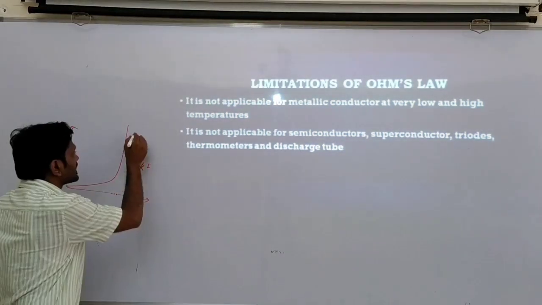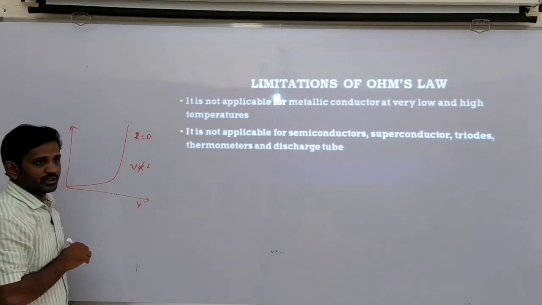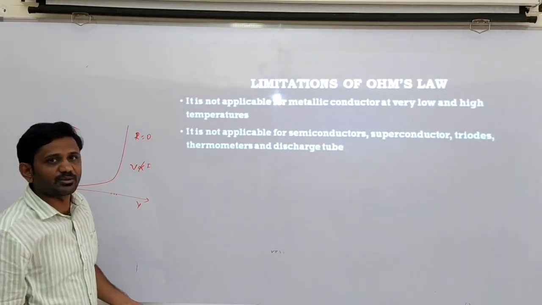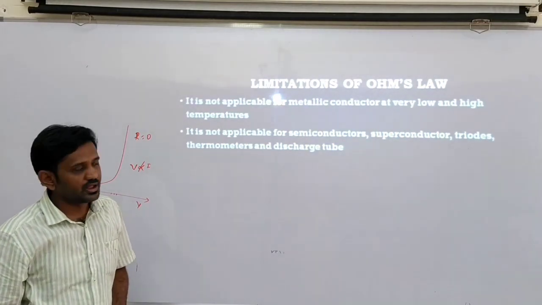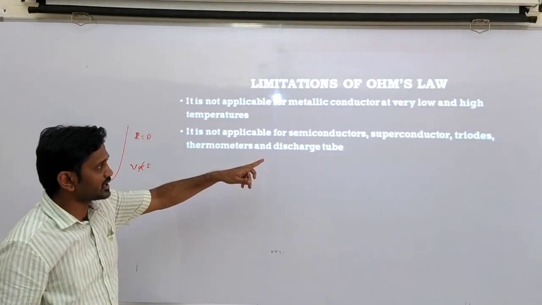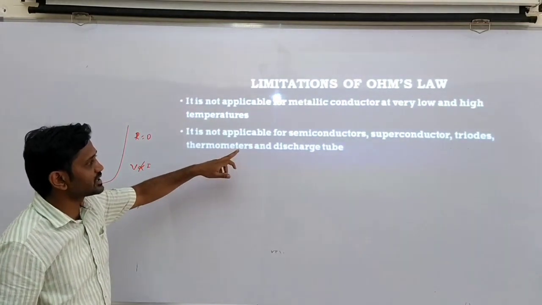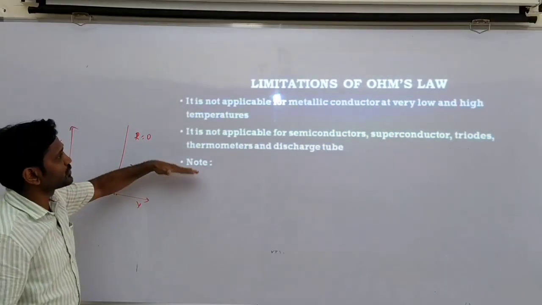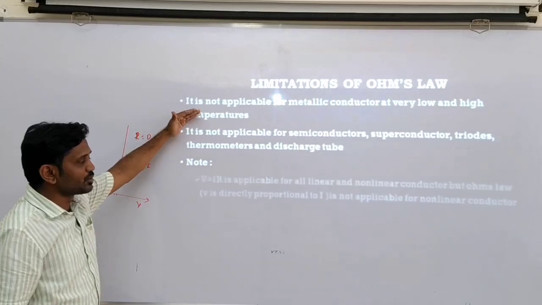Why is it not applicable? For an ideal superconductor, R is equal to 0. If R is equal to 0, then I is not directly proportional to V. That's why it is not applicable for superconductor and triodes, thermometers and discharge tubes. Okay, now some important notes related to Ohm's law.